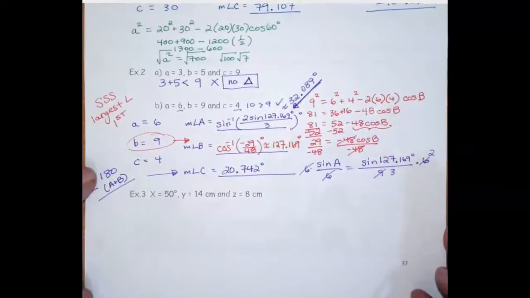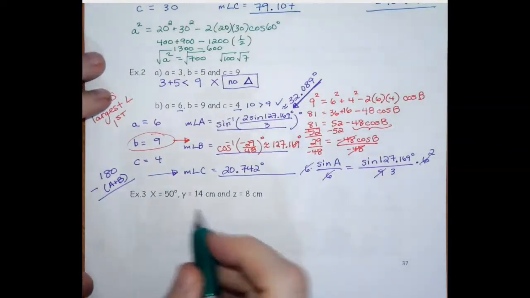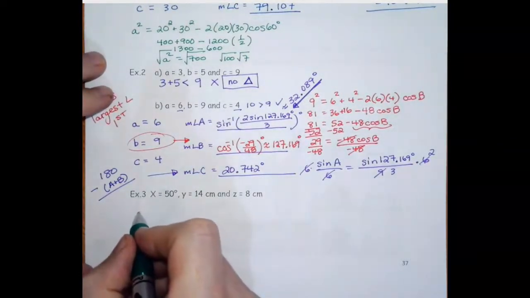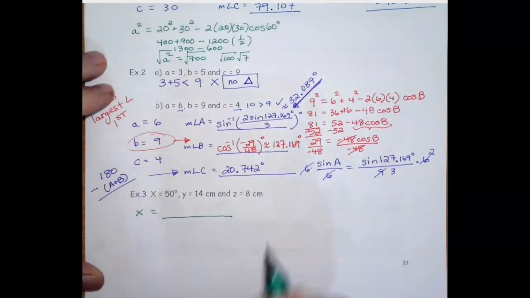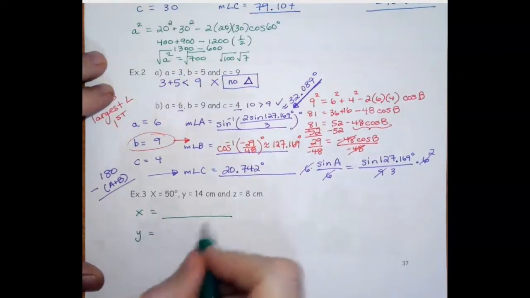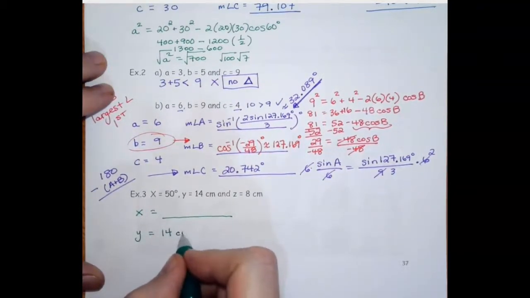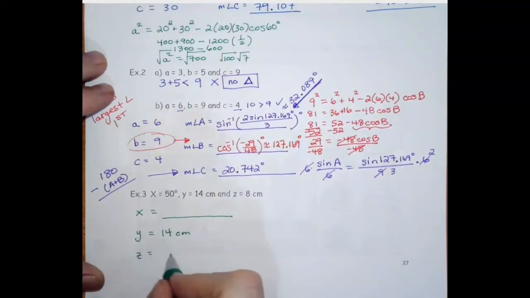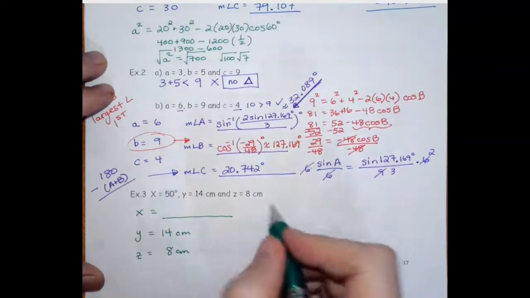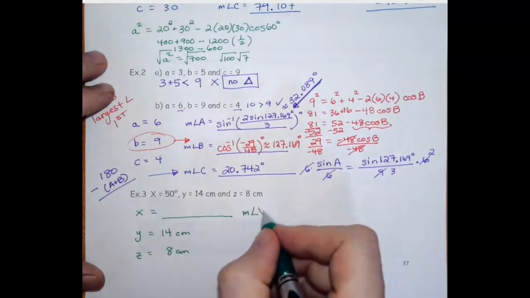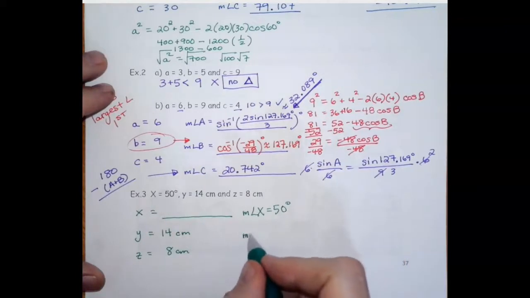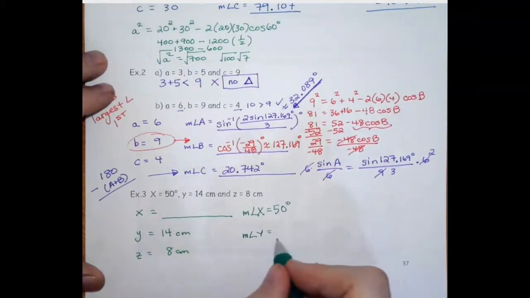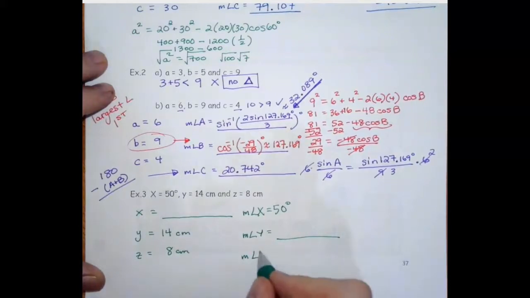So last one of those before we review a little bit. So we have x, y, and z. So let's go x and y. Y is 14 and z is 8. And the measure of angle x is 50 degrees. And the measure of angle y and measure of angle z.